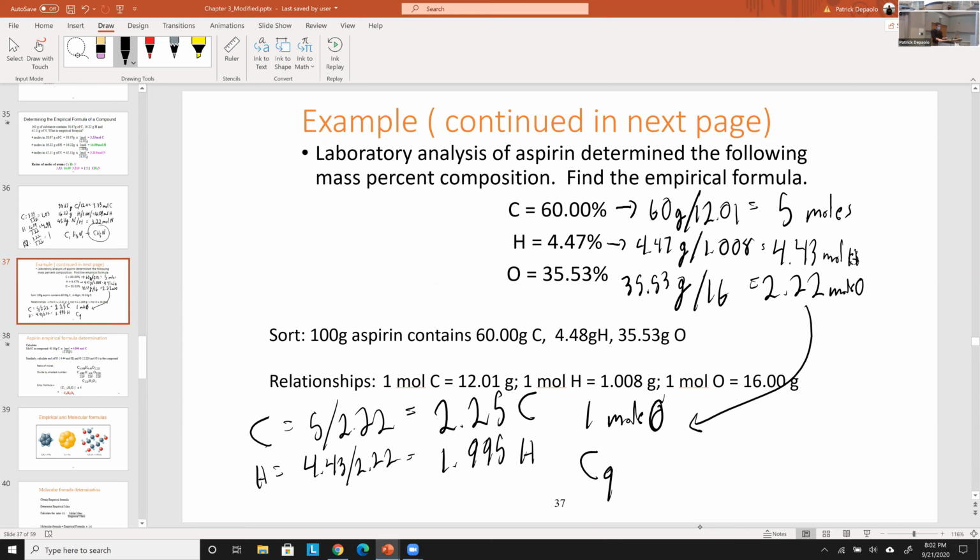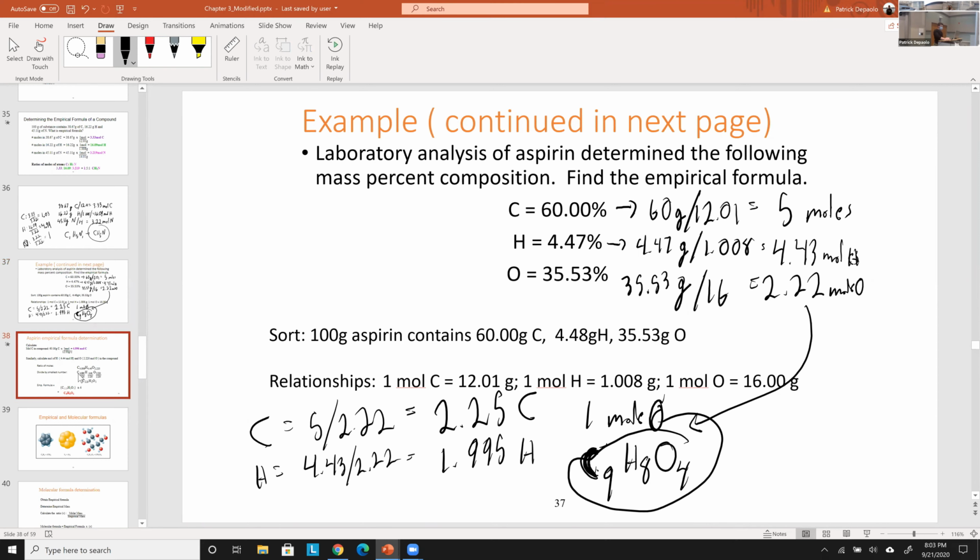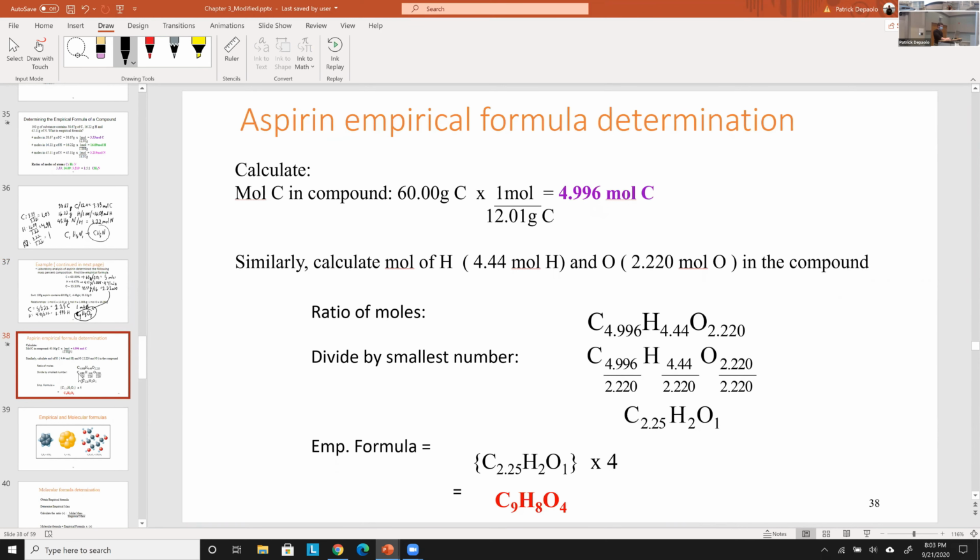So it would be C9, and then multiplying 2 times 4, H8, and then multiplying 1 times 4, O4. So there is your empirical formula for aspirin. And that's also the molecular formula for aspirin, in case you're wondering. Cool. So does that make sense? Does that make it more clear? Hopefully so. Good, good. Okay. Cool. And boom, you do the math, and you get the answer.